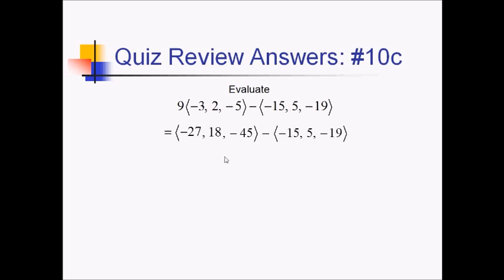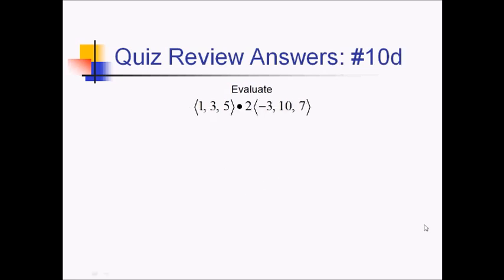Now let's go through and actually subtract things. We've got negative 27 minus negative 15, so we're adding 15. That gives us negative 12 for that first coordinate. And then we have 18 minus 5, which is 13. And then finally, negative 45 minus negative 19. So we're adding 19, which gives us, let's see here, negative 26 when all is said and done. Okay, and that's it. Nothing else to do.